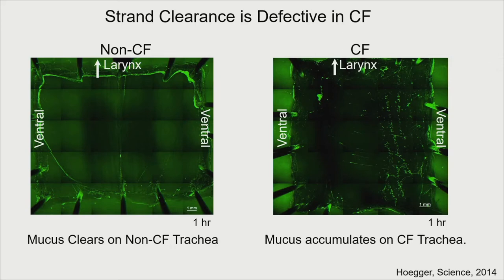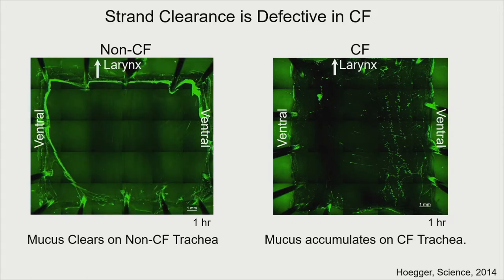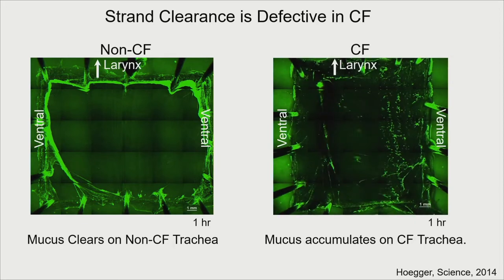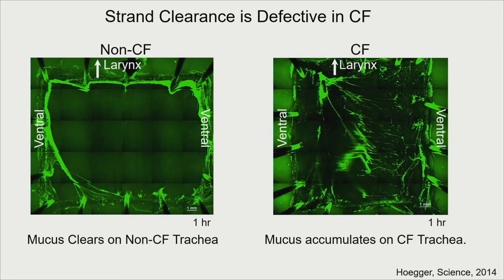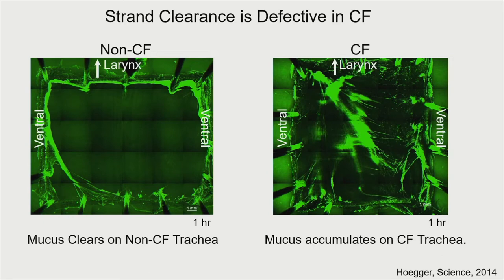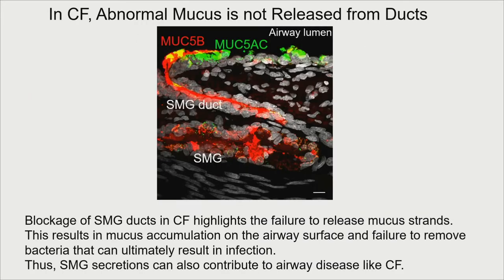In the non-CF trachea, the mucus flows. It's stimulated by methylcholine, and then we get a lot of flow. But notice how that mucus just comes up and out and is cleared and collects at the edge of this excised trachea. In contrast, if we look at the CF trachea, the mucus comes out, but it's not flowing to the sides. It's aggregating on the surface. It accumulates. And so, in contrast to the non-CF trachea, where the surface is cleared, in the CF trachea, that mucus accumulates. Why could that be?